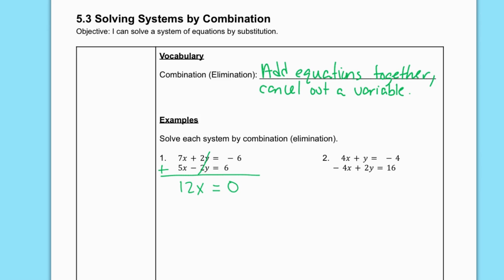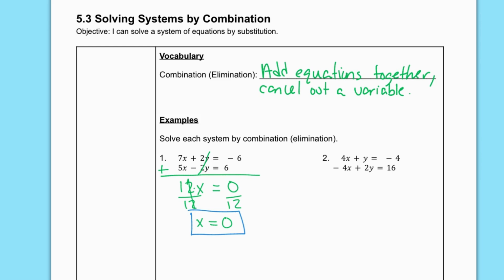Negative 6 plus 6 also happens to make 0. But because we still have a variable left, we got to keep solving. So then we solve this equation. The opposite of multiplying by 12 is to divide by 12. And then x equals 0 divided by 12 is 0. And remember, when we're solving systems, we need 2 answers, an x and a y. So we have half of it now. We have the x value. So here's our first part of our answer. We know x is 0.